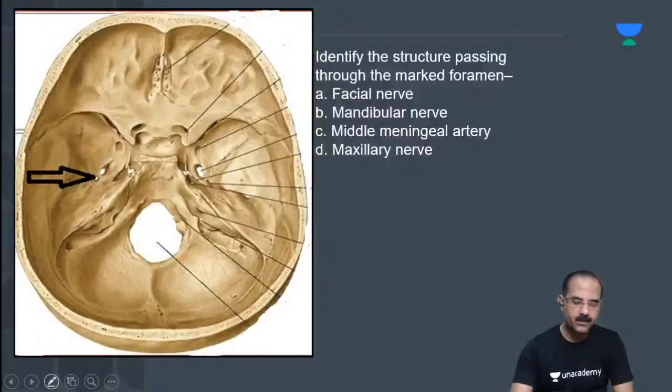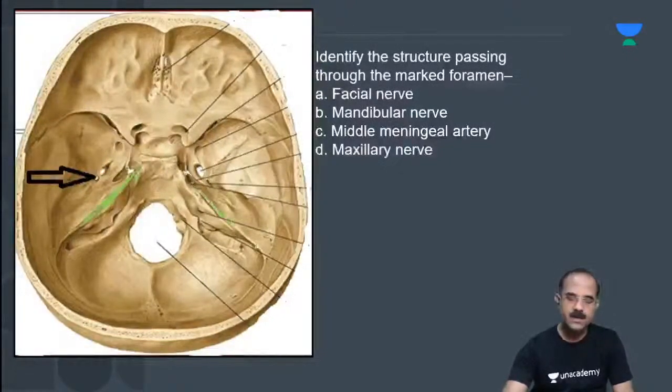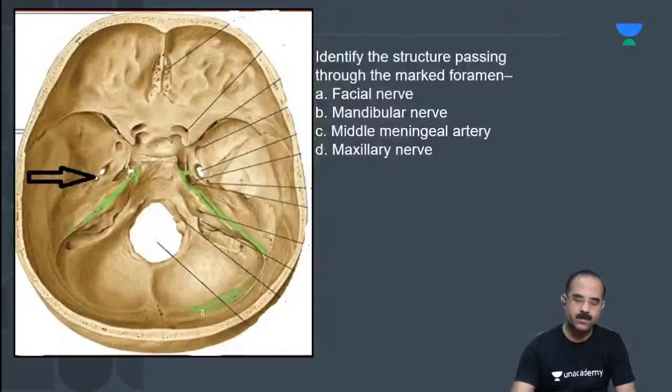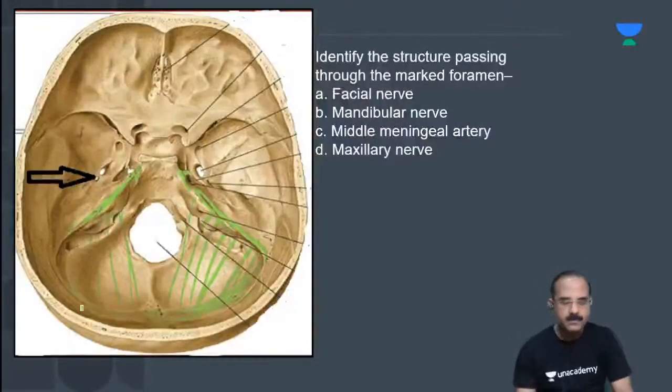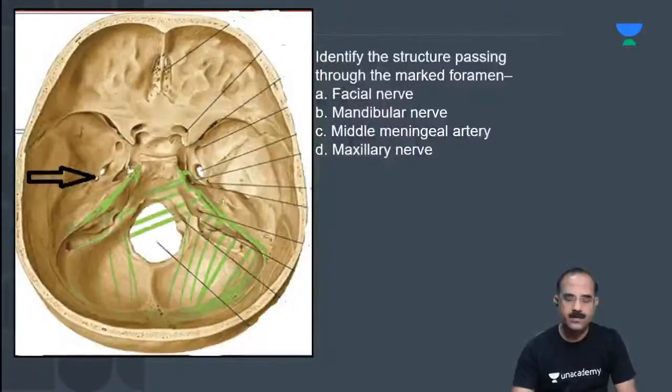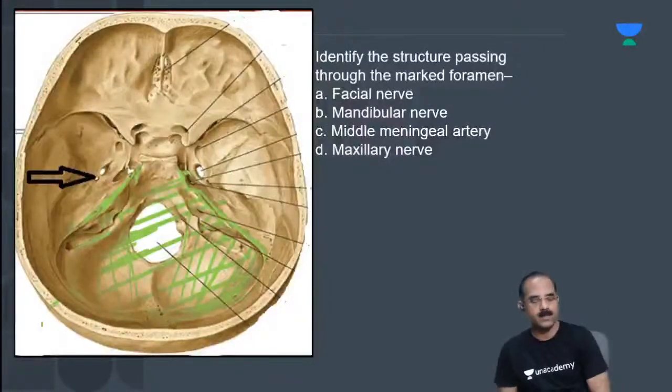I hope this is clear to all of you. And if you can quickly tell me, what is this? There's a fold of dura mater which is attached to this petrous part of the temporal bone, and behind it is attached to the occipital bone here. What is this fold of dura mater? This is what we call the tentorium cerebelli.